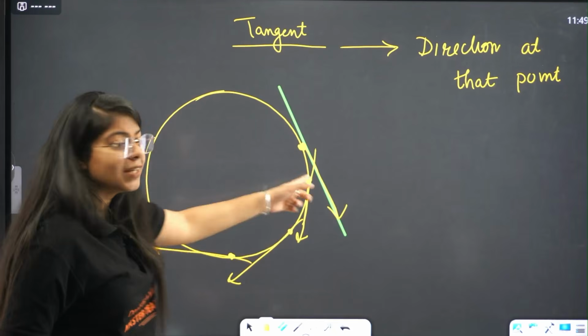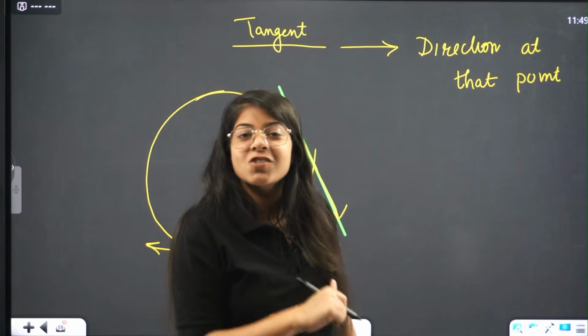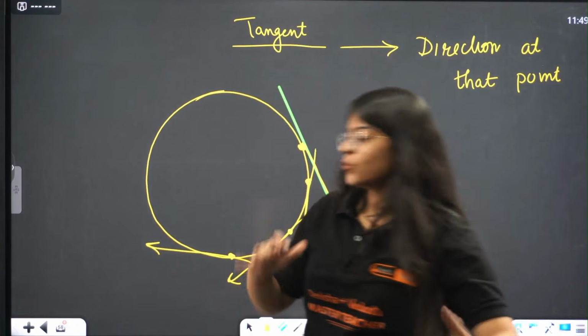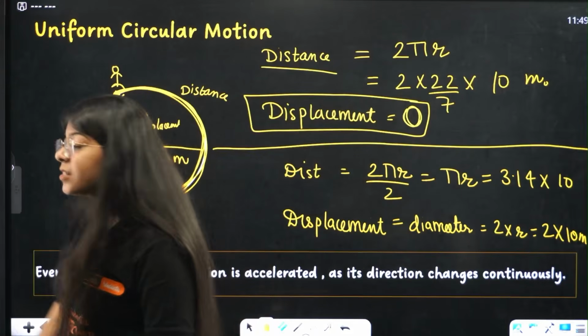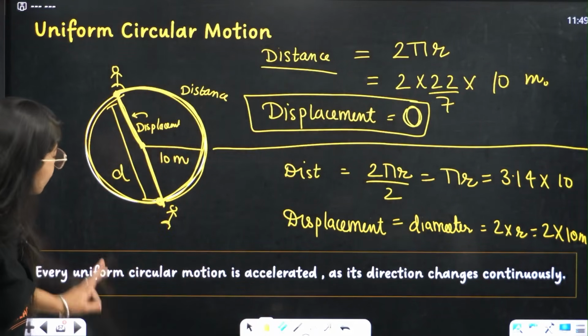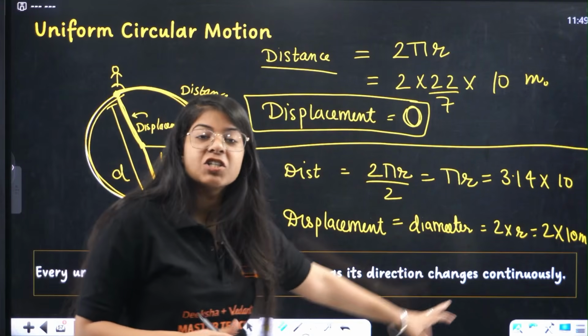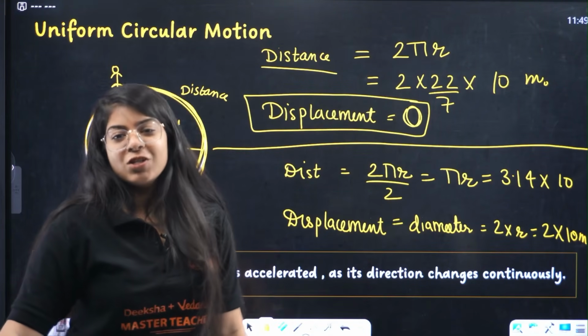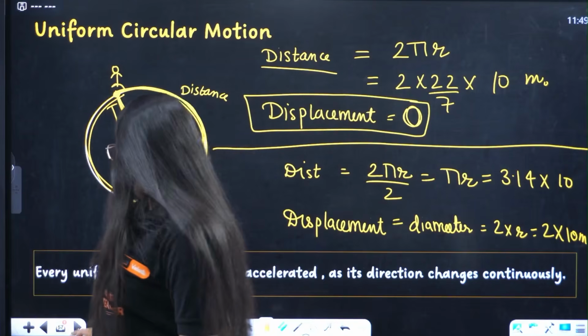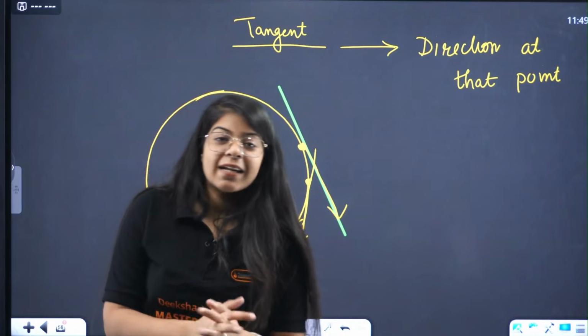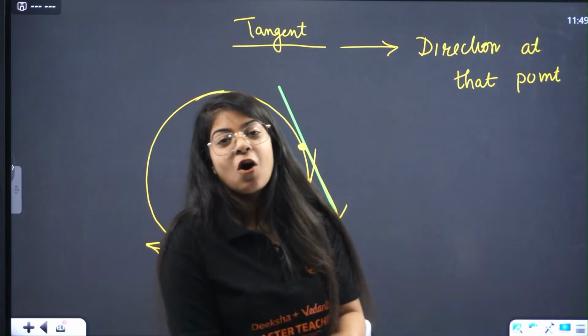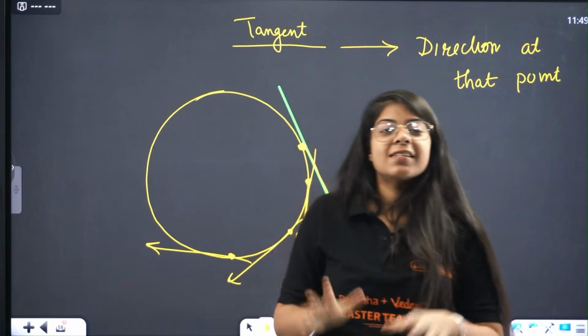And can you clearly see at each point the direction is changing, right? That is what circular motion is. So every uniform circular motion is accelerated because the direction is changing continuously. And by that, my friend, we end our first chapter of your class 9th, that is motion.